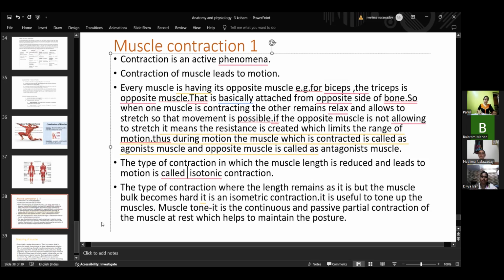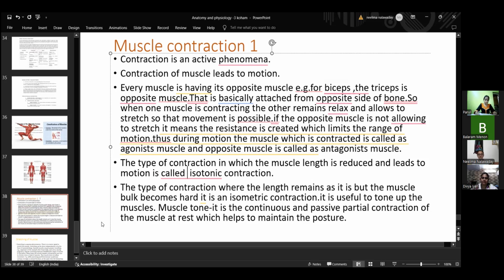We were talking about muscle tone. Whenever we talk about muscle tone, we think of bulk, which we see, for example, in Salman Khan. That is what we call muscle tone, but it is not that. Muscle tone is the continuous and passive partial contraction. So even at rest, muscles are in passive contraction so that it becomes easy for movement.